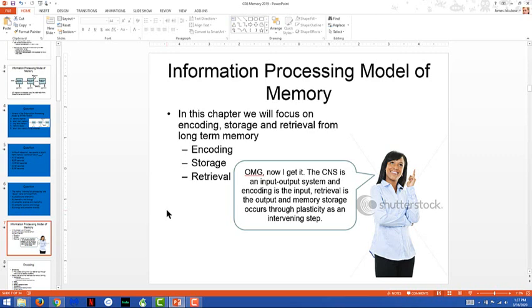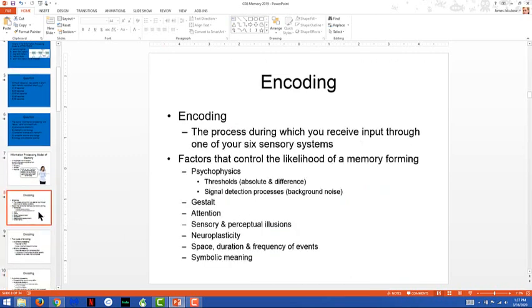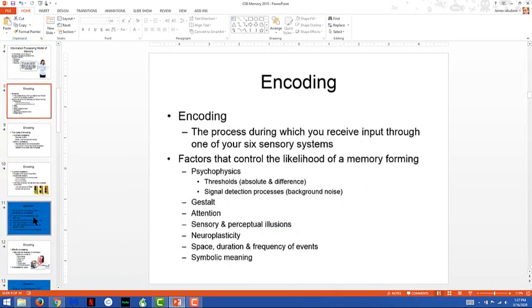Encoding, getting information in; storage, which is really going to be a change in the structure of your brain activity; and then retrieval, which is always going to be related to the output system.